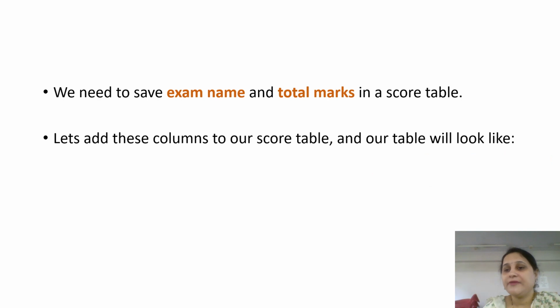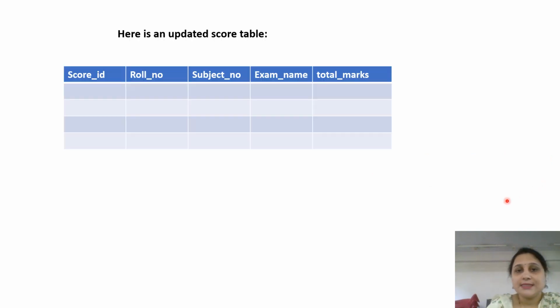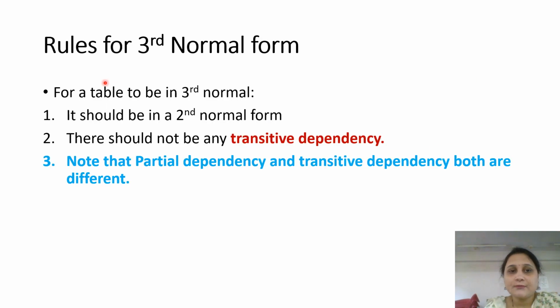Now let's see how our table will look. This is the updated score table. Here we have score ID, roll number, subject number, and now we have added two columns, exam name and total marks. Next, we'll quickly discuss the rules for third normal form and then we'll see the example. For a table to be in third normal form, it should be in second normal form, and there should not be any transitive dependency.